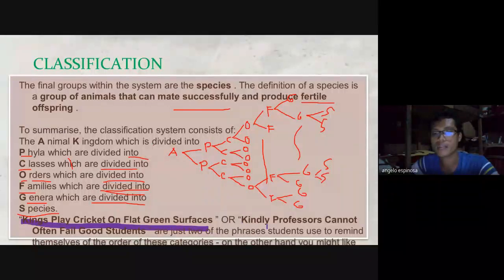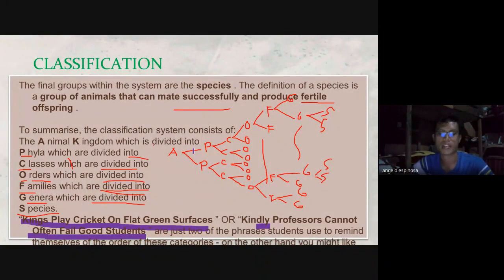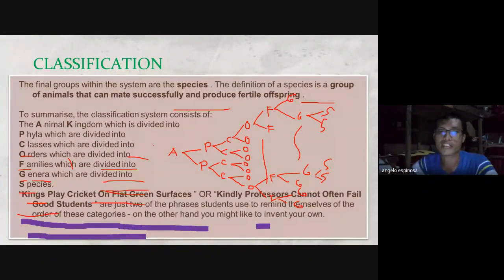And we have another: kindly, professors cannot often fail a good student. Sana nga, no? But if you are my student, di ko lang alam. I cannot promise na hindi kayo ibagsak. Depende kasi sa performance yan. Pag kulang naman sa mga requirements, syempre, babagsak talaga. Kulang awa si Sir minsan. So always remember that, kasi hindi sa lahat ng panahon tayo yung laging pinapaboran.